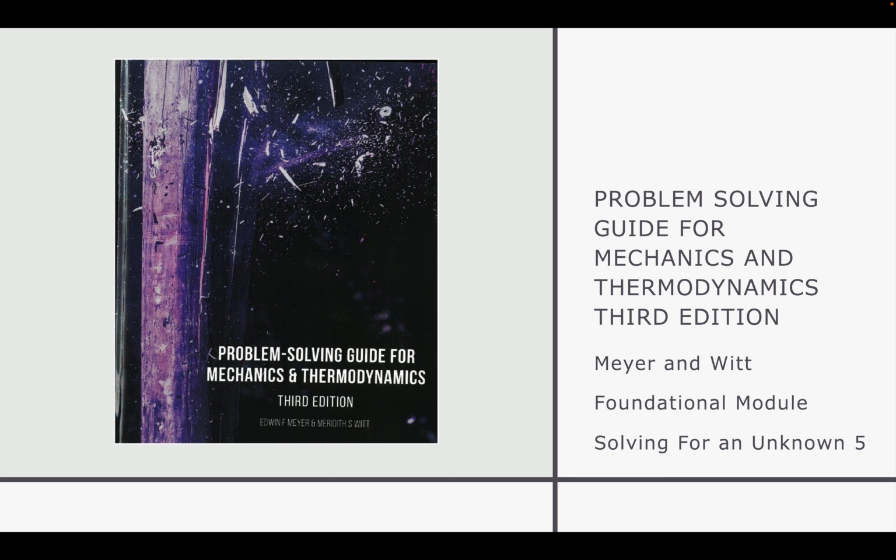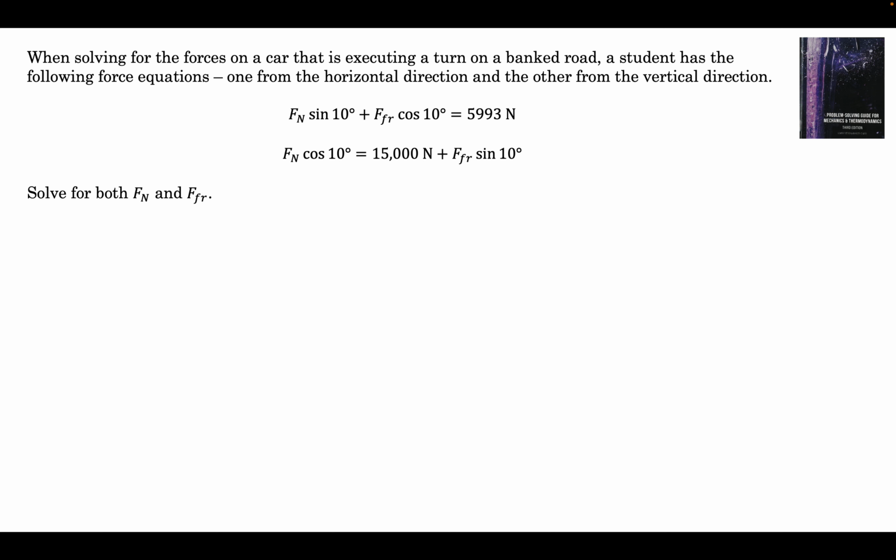This is a video walkthrough of solving for an unknown number 5. We have a set of simultaneous equations here. One's from the horizontal direction, one's from the vertical direction. They involve the normal force, F sub n, and the frictional force, F sub r. Two equations and two unknowns. Solve for both the normal force and the frictional force.